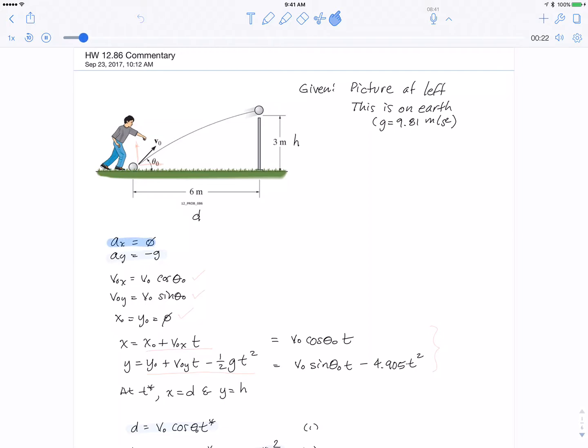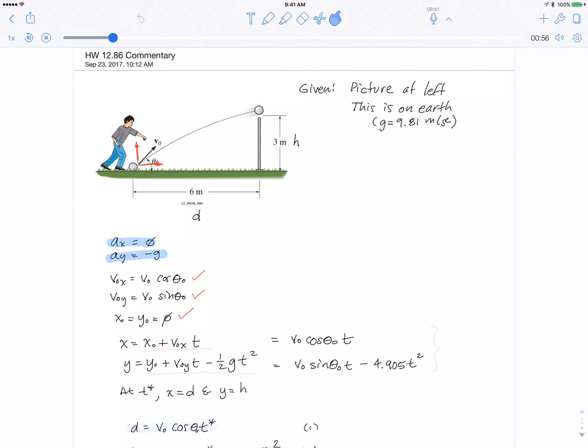a_x is 0, and acceleration in y is due to gravity, minus g. We know the initial velocities in the x and y direction are just going to be the x component and the y component of the initial velocity. So that comes out to v0 cos theta and v0 sin theta for v0x and v0y respectively. And so then we're taking the coordinate system starting where the boy is kicking the ball, so the initial x and y are both 0.